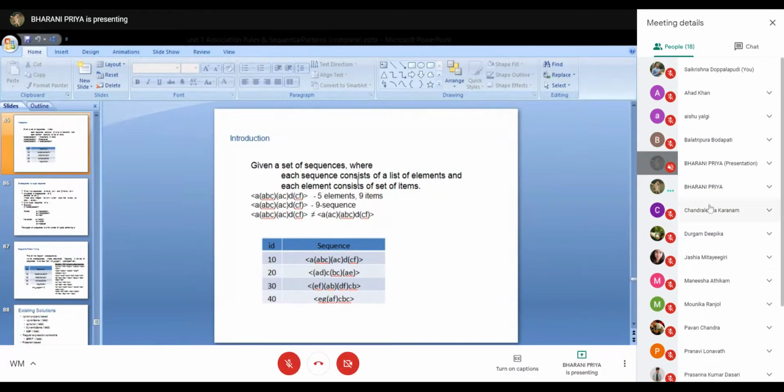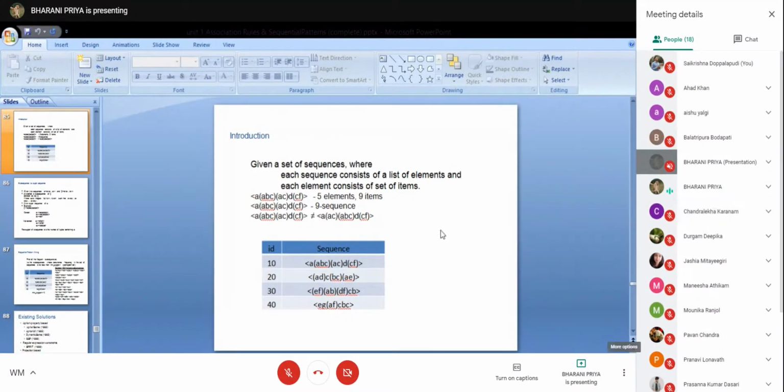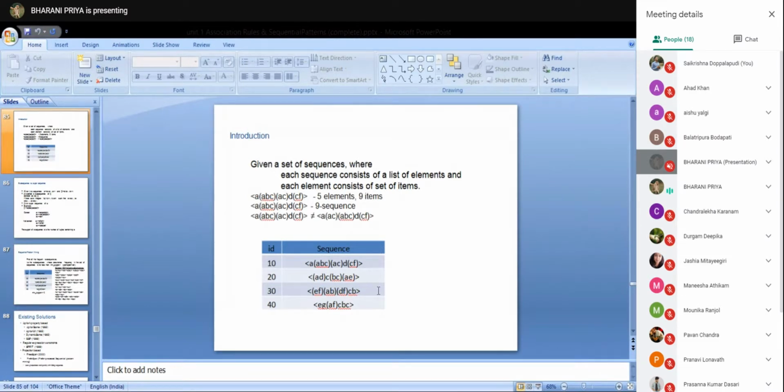Item set: a list of elements, and each element consists of a set of items. So this is a sequence which consists of 5 elements and 9 items. So it's a 9-item sequence. And remember, if the order of the item sets changes, then it is not equal. See, A, ABC, AC, D, CF is not equal to A, AC, ABC, D, CF, because the order has changed here.